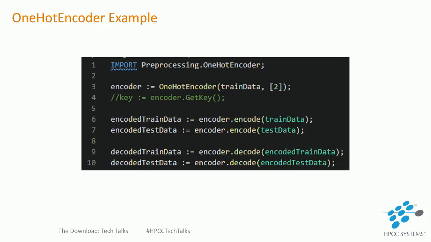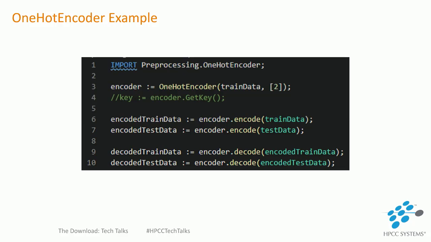So this is a quick example of using the OneHotEncoder module. On line 3, the module is being initialized with some basic data, maybe your training data, and then the feature IDs will tell it, okay, the second field in my data is the one I want to OneHotEncode. You could pass it many more numbers depending on the number of categorical features you have. And then you will use that encoder to encode or decode your data set at the end.